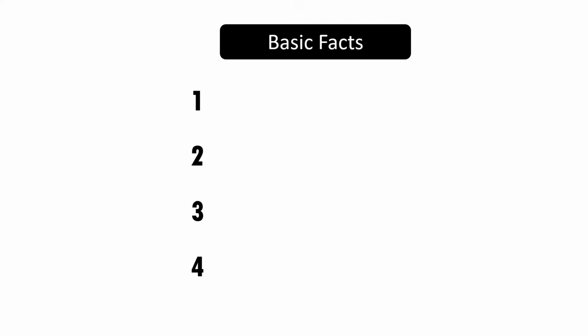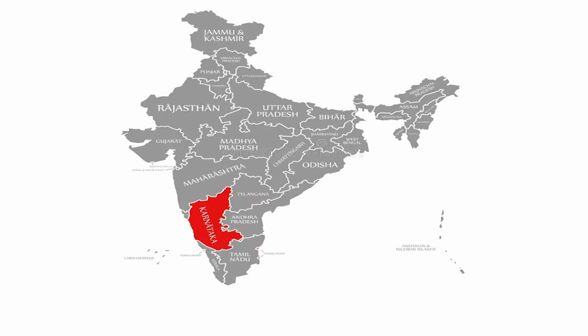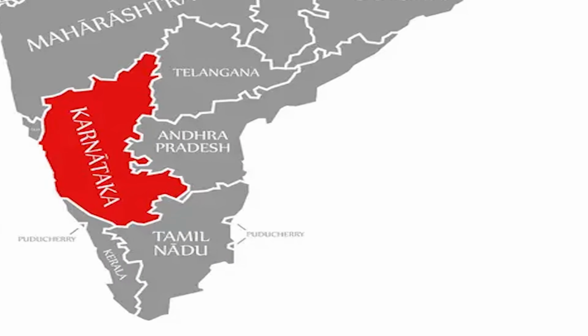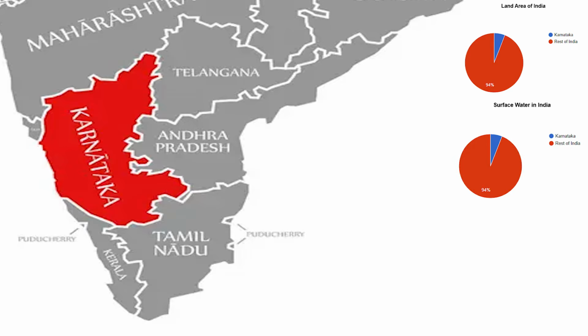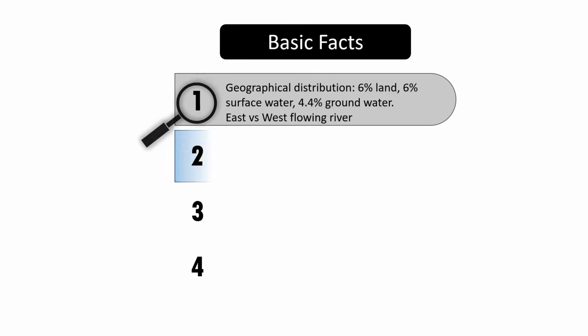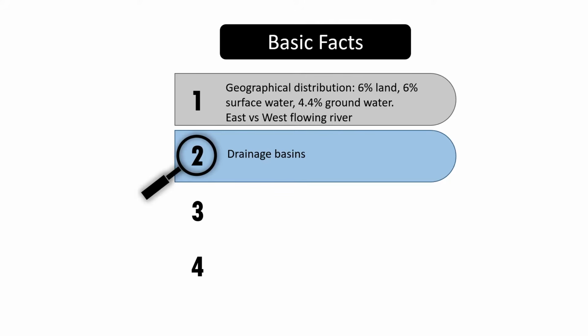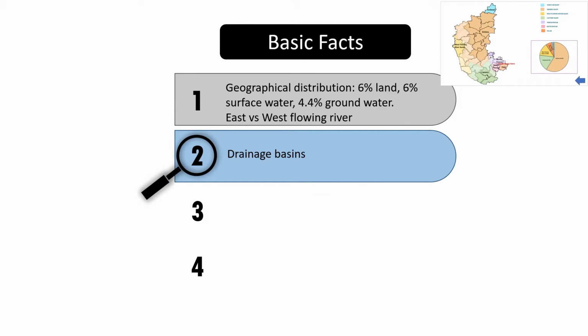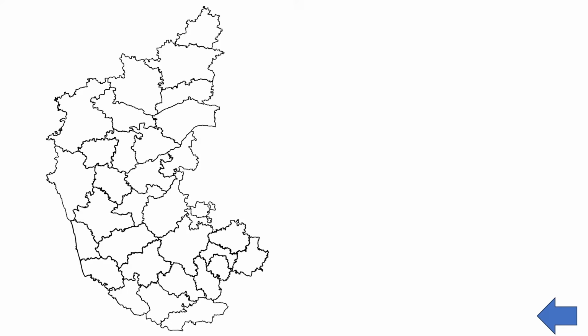Let us understand some of the drainage systems that exist in Karnataka. Before that, Karnataka occupies around 6% of land area in India and 6% of surface water, whereas it has only 4.4% of underground water. Now, the drainage patterns of Karnataka. So let us see the drainage basins that exist in Karnataka.